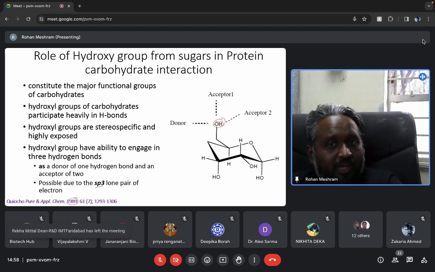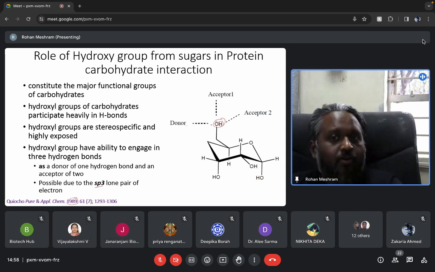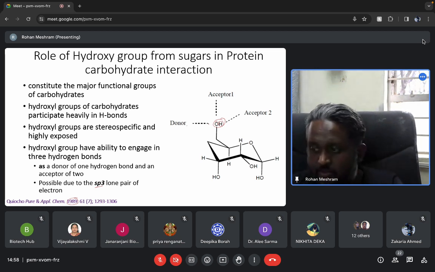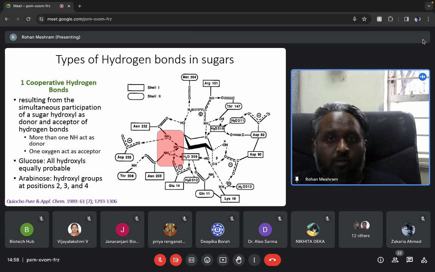So this specific chemistry enables your hydroxyl group to receive as well as donate hydrogen bonds. It is the specific chemistry of this OH group, the specific hybridization state of this oxygen, that enables it to accept two hydrogen bonds and donate one hydrogen bond. Okay, so if that is the case, then such a type of hydrogen bonding is called cooperative hydrogen bonding.